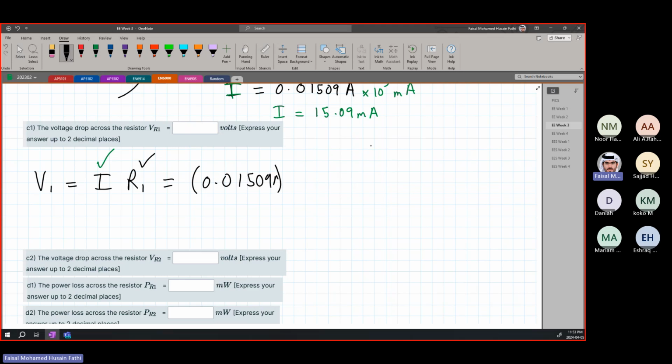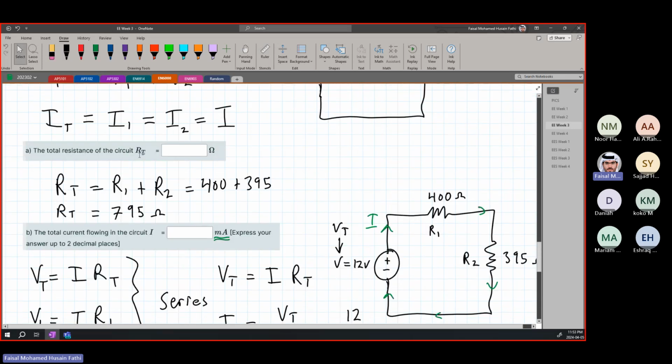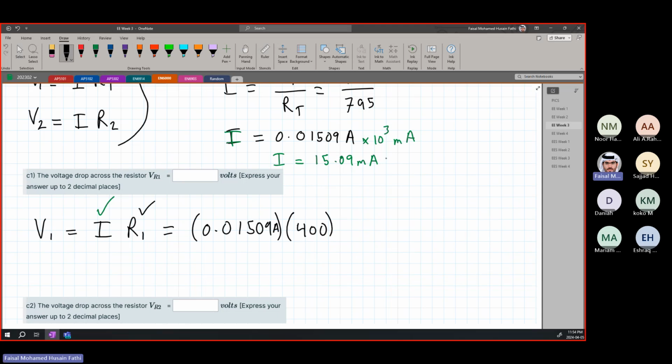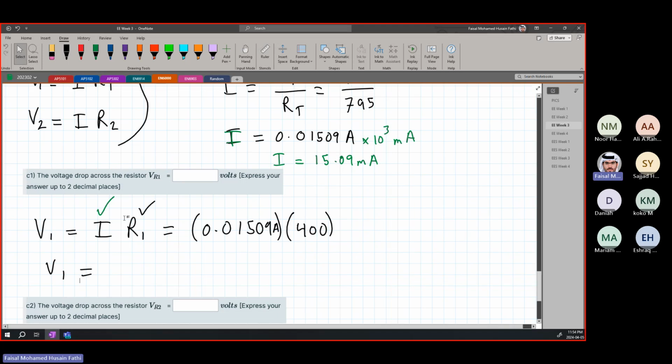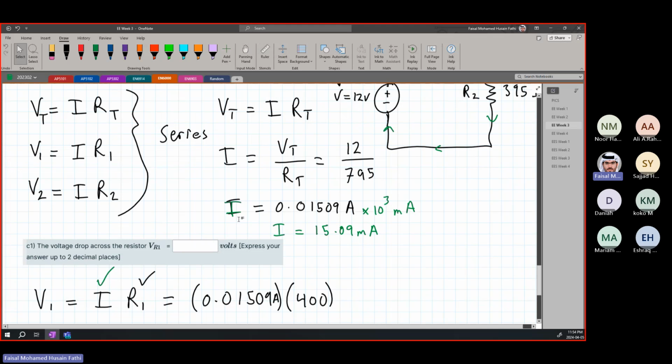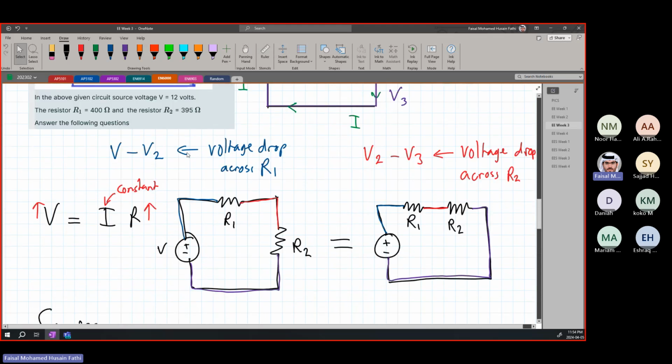0.01509. Remember, this has to be in amperes. Do not take it in milliamperes. The current has to be in amperes. Times the resistance in ohms. R1 was 400 ohms. And that's it. So V1 is equal to 6.04 volts. All right. This is the voltage drop across R1.